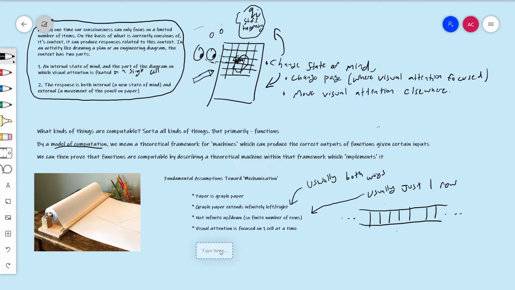What else? Visual attention can only move. So now let's think about my visual attention after one step, it's going to move elsewhere. But we're going to say, to simplify things or to mechanize the process, and this will also help us when we're talking about space complexity later, that visual attention in one step can only move to an adjacent cell.